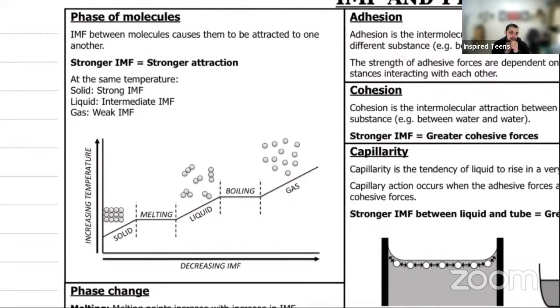Okay, at the same temperature, the solid has a strong intermolecular force, liquid has an intermediate intermolecular force, and gas has a weak intermolecular force. So let's have a look at a temperature versus intermolecular force graph, where it shows the intermolecular force increasing. So this is not exactly the water diagram that you guys learned last year. This just shows as the temperature increases, we have a decrease in intermolecular force.